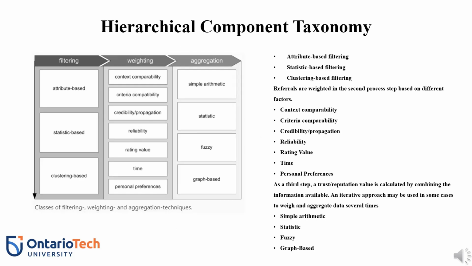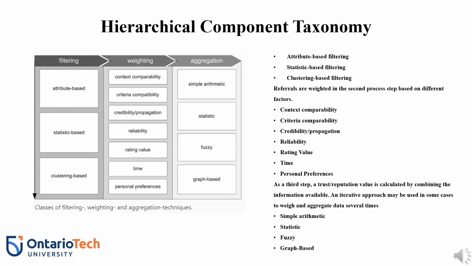Next is the hierarchical component taxonomy. This section provides a detailed examination of the computation process. The author presents a new hierarchical component taxonomy that is based on the functional blocks of reputation systems commonly identified in this study. Beginning with the filtering phase, three broad classes can be identified: attribute-based, statistic-based, and clustering-based filtering. The referrals are weighted in the second process step based on different factors.